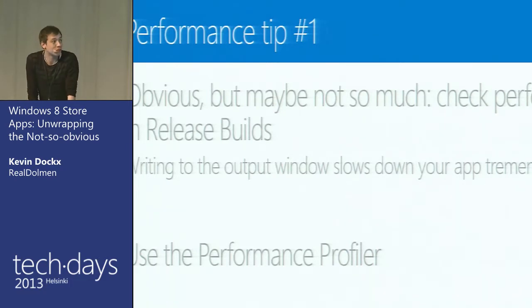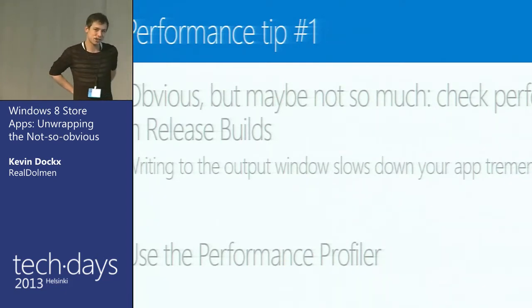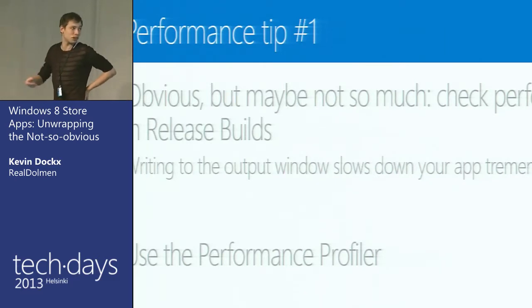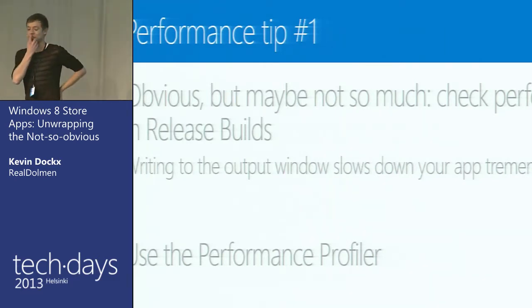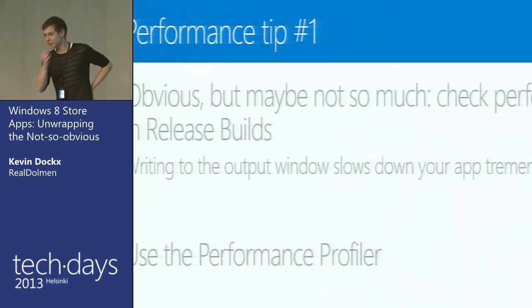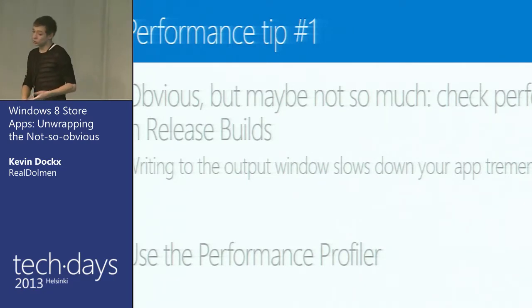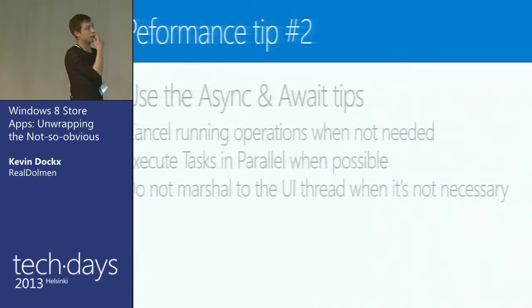Really, writing to your output window is tremendously slow for your application. I actually made the mistake of not thinking about it, and I spent more or less half an afternoon cursing at my code before I realized I put in loads and loads of debug statements to write diagnostic information to my output window. It slowed down my app tremendously. So if you're checking performance, release builds and the built-in performance profiler are probably a good idea as well.